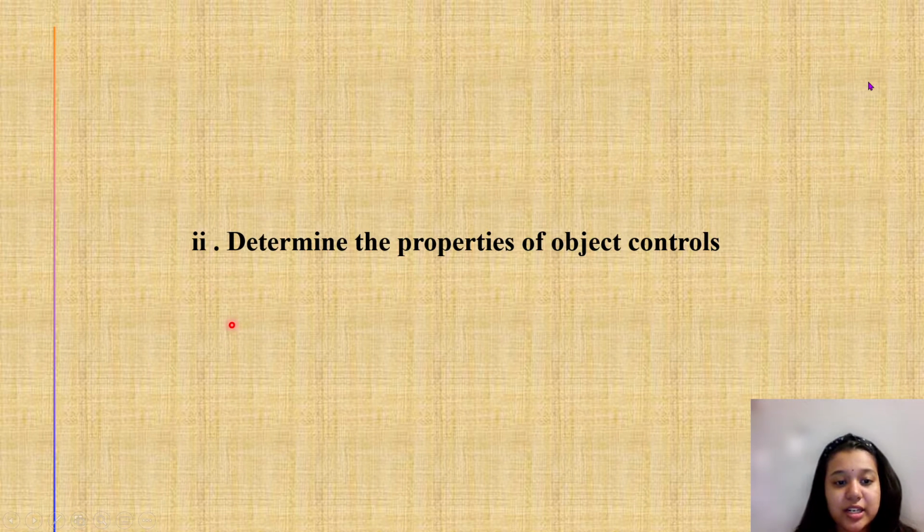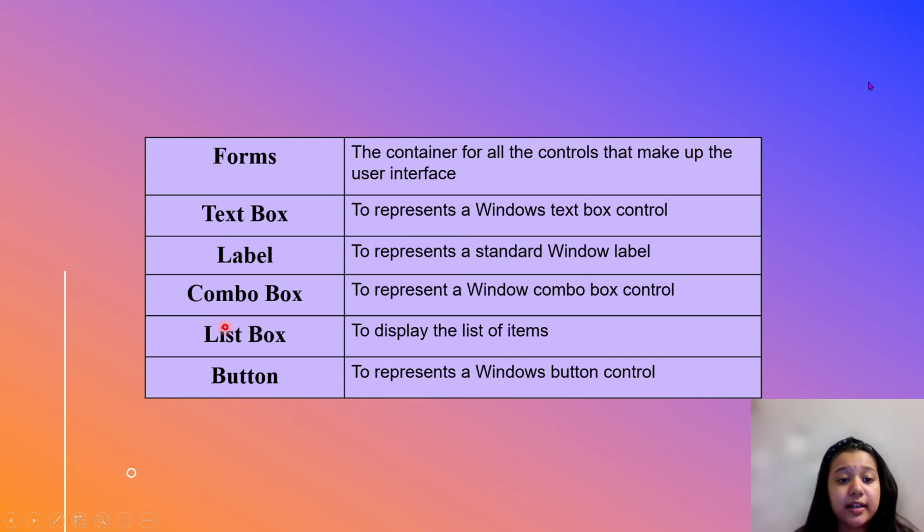Okay, the second question is determine the properties of object controls. Okay, here I have a few object controls. The first one is forms. So the form is the container for all the controls that make up the user interface. The next one is text box. So the text box is to represent a Windows text box control. And the third one is label. Label is to represent a standard Windows label.